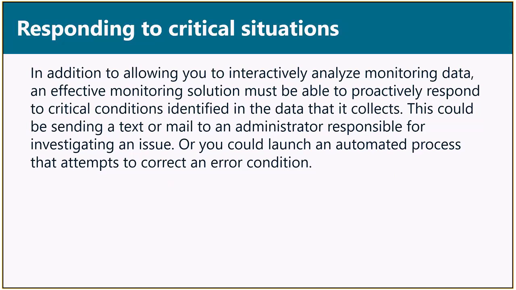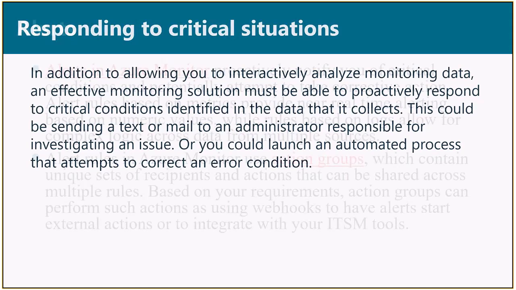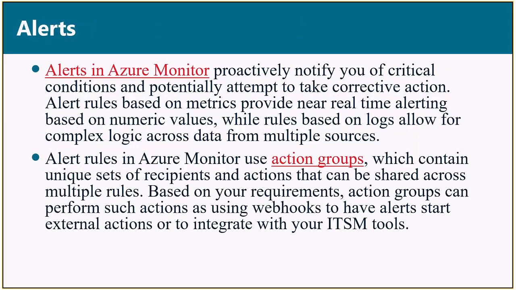So this could be sending a text or mail to an administrator. This is another setting up an alert, responding to the critical situation, or scaling up or scaling down based on the critical situation. You could launch an automated process that attempts to correct an error condition. You can also create a trigger to respond to that critical situation. Again, we will do those in there. So this is what we're talking about, alerts we need to set up.